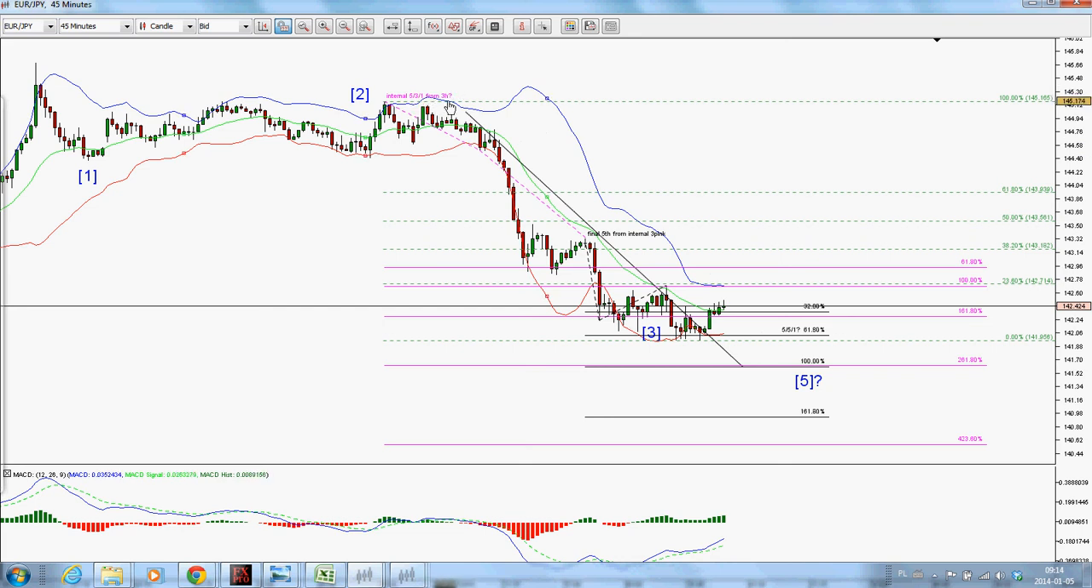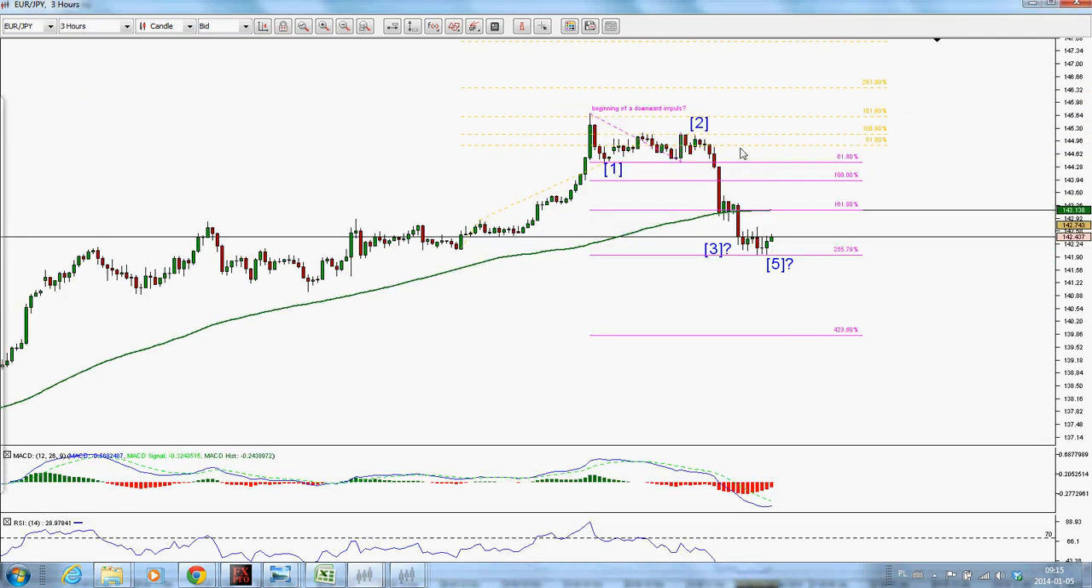There was an internal fifth wave from the 3 hours. 1, 2, 1, 2, 3, 4, 3, 4, 5, and this 5 has either ended or we are ending this 5. But this is the third wave on a 3 hours chart. This is this blue third wave.